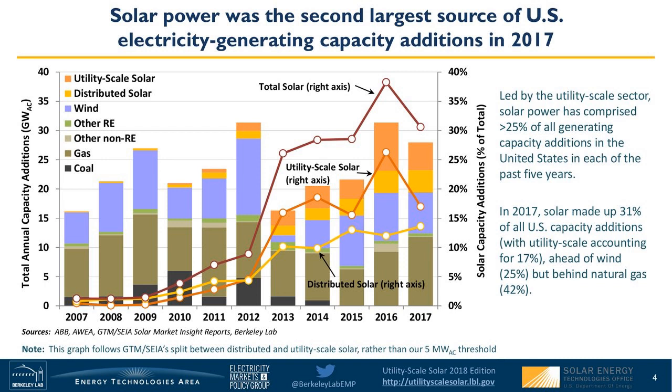Here's another way of looking at historical solar deployment, in this case placed within the context of additions of all different types of generating capacity to the U.S. grid. So in 2017, solar was the second largest source of new capacity added to the grid, accounting for 31% of all new capacity, with the utility scale sector alone accounting for more than half of that, or in other words, 17% of all new capacity. In addition, 2017 was the 5th year in a row in which solar contributed more than a quarter of all new capacity added to the grid.